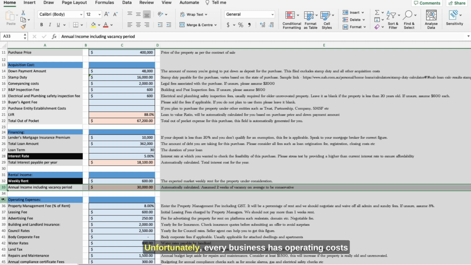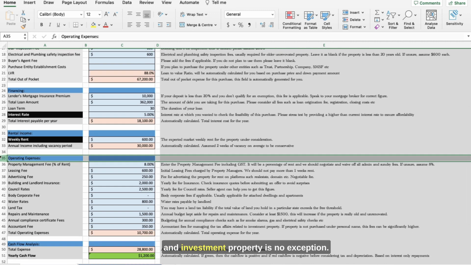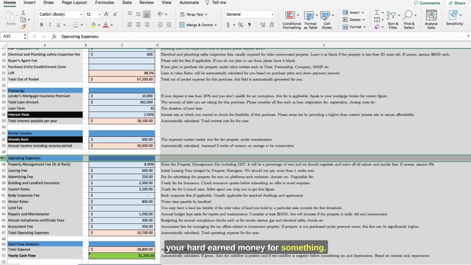Unfortunately, every business has operating costs and investment property is no exception. We need to account for all these items when analyzing a potential deal. Knowing what you are really getting is the bare minimum you can do before handing over your hard-earned money for something.